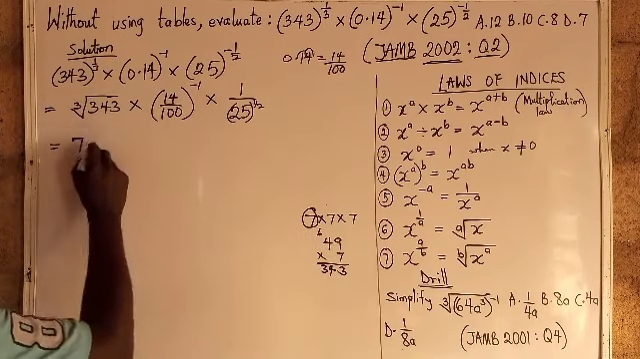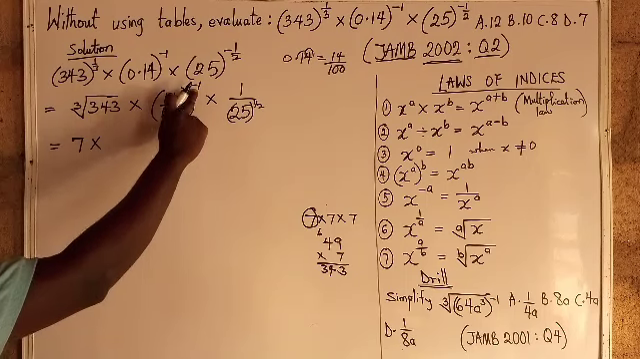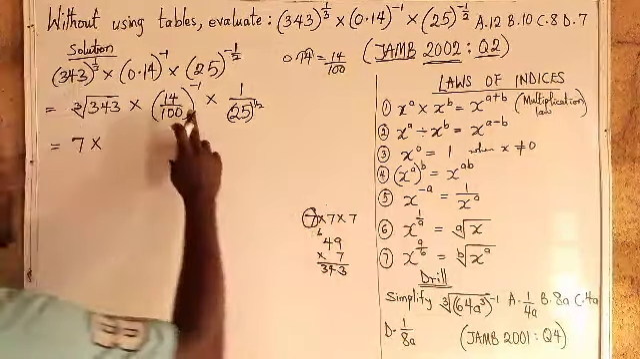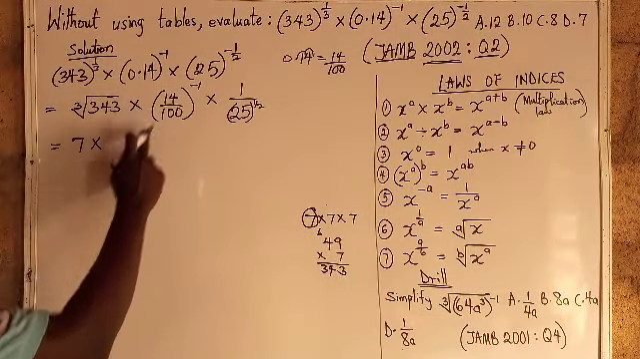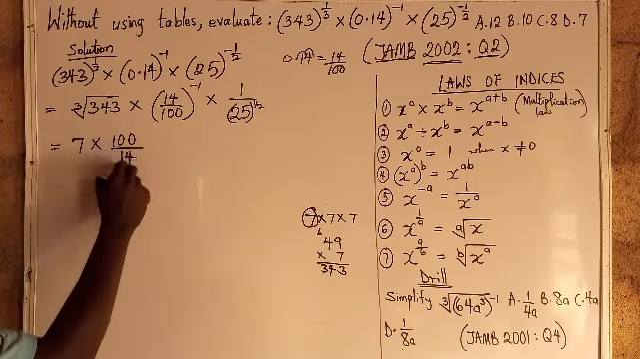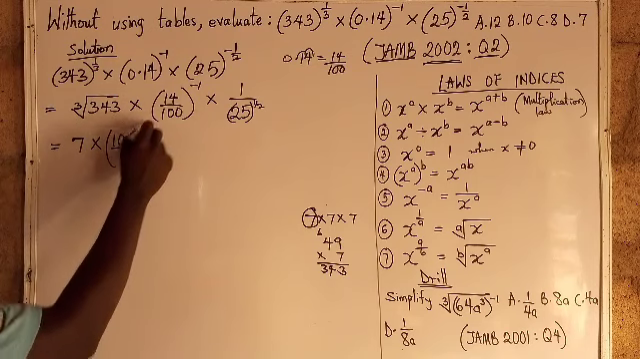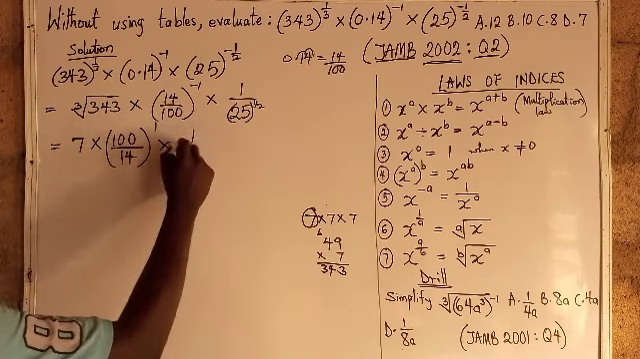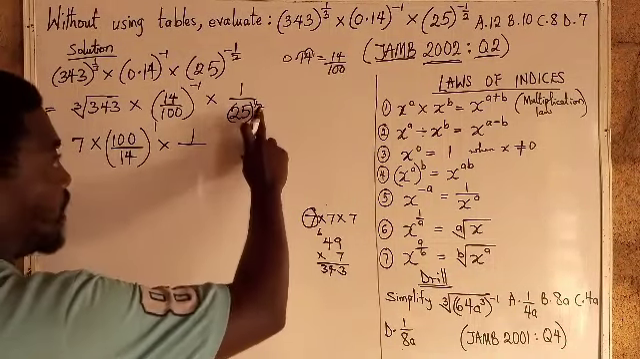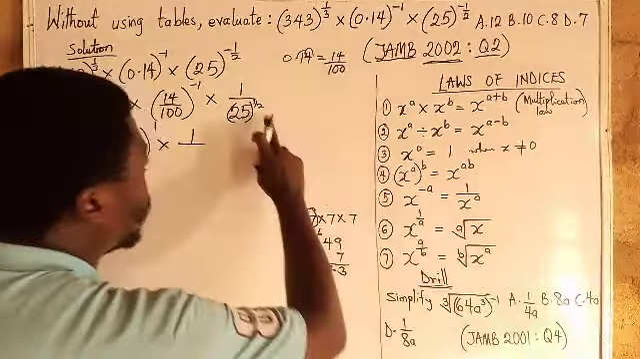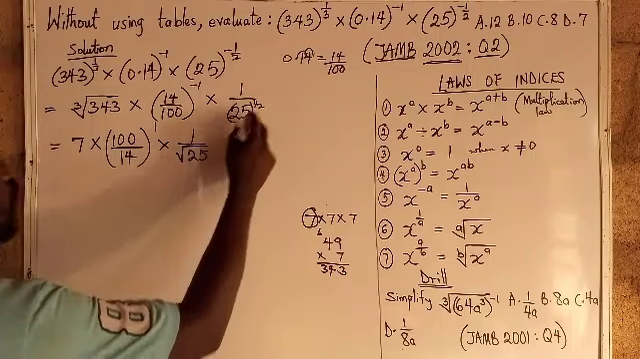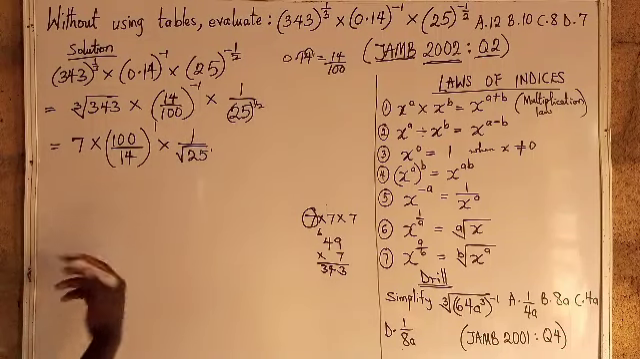Multiplied by, the power of negative is the inverse of x raised power a. So the inverse of 14 over 100 is 100 over 14, all raised power 1, multiplied by 1 over, the denominator in the power will form the root. The denominator in the power here is 2, so that gives us the square root of 25, and the numerator is 1, so raised power 1.